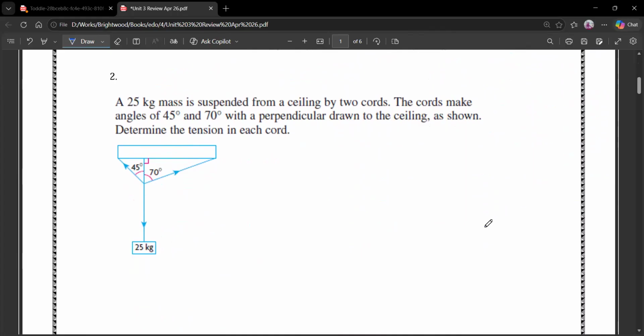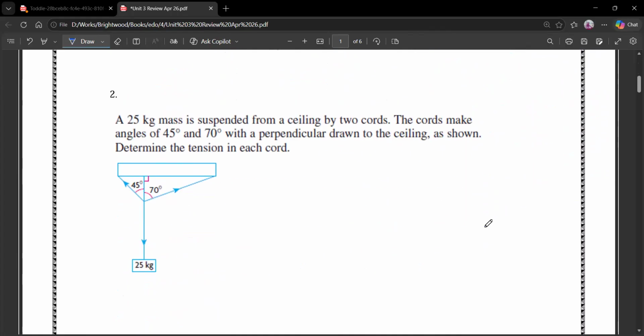Second one. A 25 kilogram mass is suspended from the ceiling by two cords. The cords make angles of 45 and 70 respectively with a perpendicular drawn to the ceiling, as shown. Determine the tension in each cord. Okay, it's 25 kilograms.